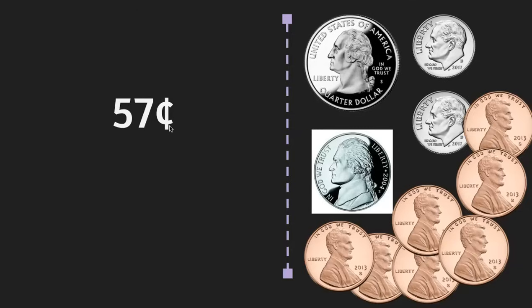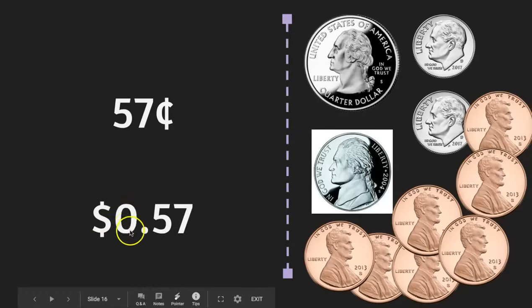Now, if I wanted to write it with a dollar sign instead, I have $0, so I'm going to put a zero in front of the decimal. And then 57 cents, it goes behind the decimal. So let's count it one more time to make sure that 57 cents was right.